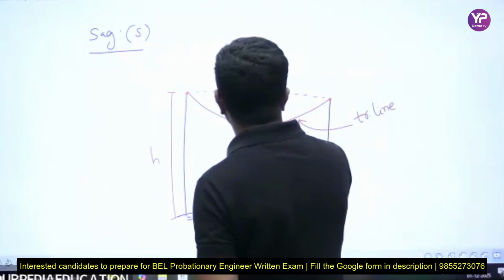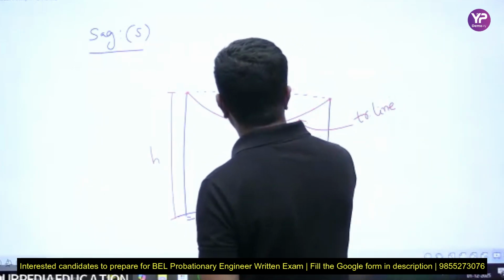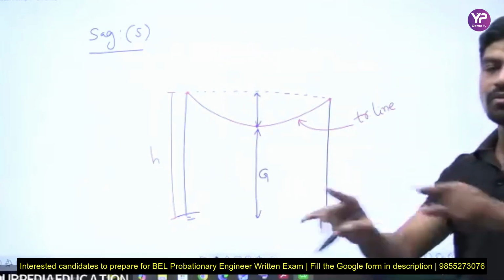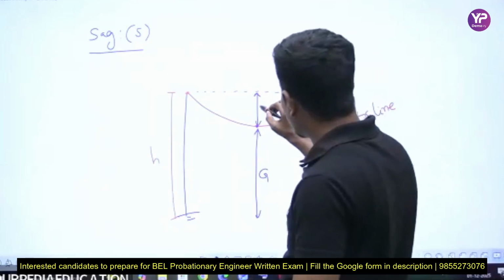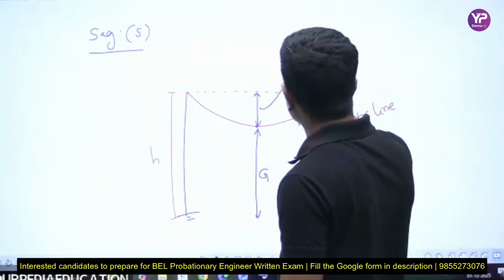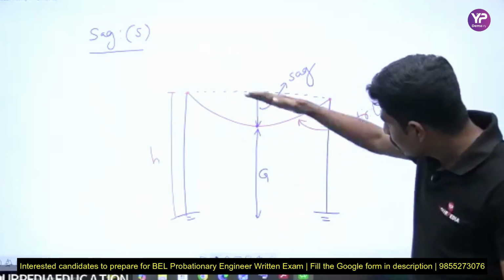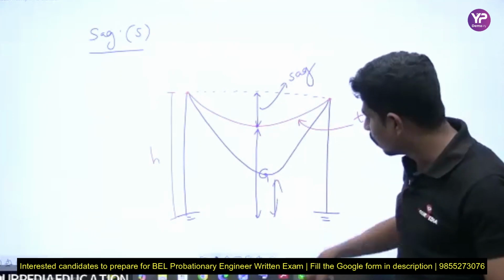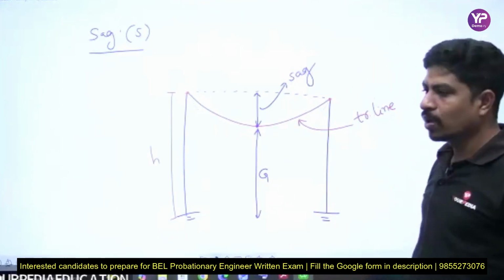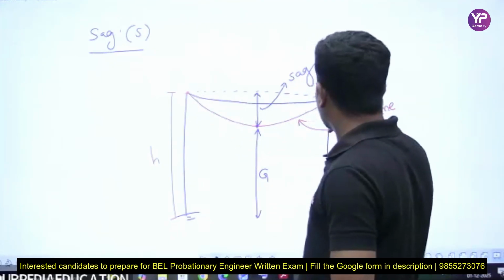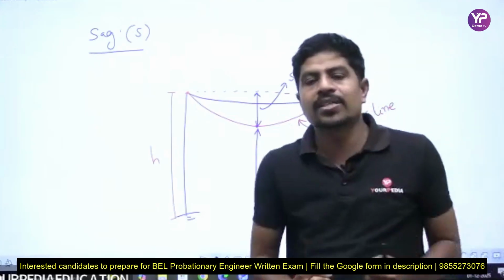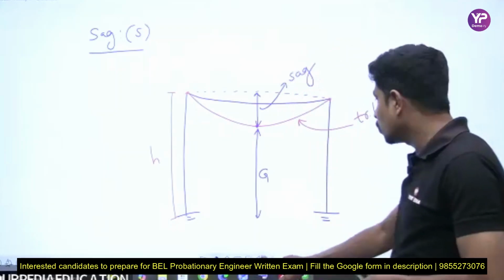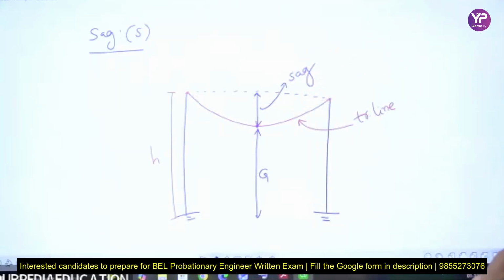Now the distance from the lowest point on the conductor, straight up to the line joining the two towers, is called the sag. Sag should not be very high. If the sag is very high, the conductor will hang low and the ground clearance will be very low. If the sag is too low, during winter the conductor will contract, and there is a possibility of breakage of the conductor, due to which an open circuit fault will take place.